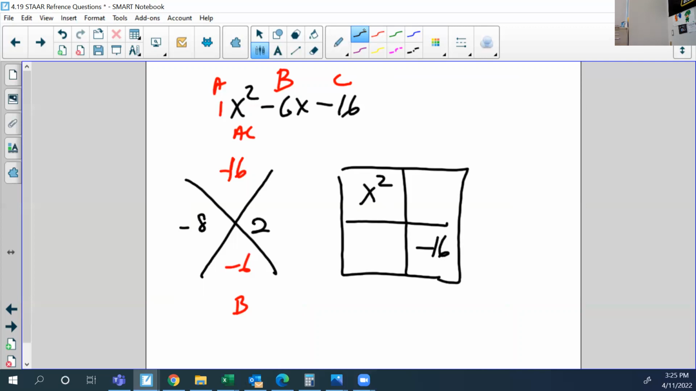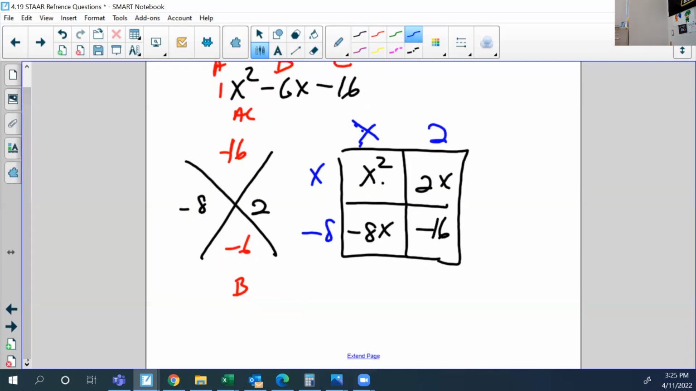Now I'm going to have a negative 8x here and a positive 2x. Again, when it's x squared, you know it's very easy to solve it. x and x right here. And so 2 goes here, and this is going to be minus 8. So my factors now are x plus 2 times x minus 8.